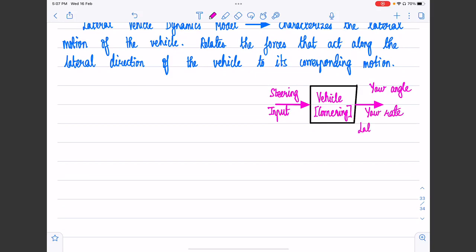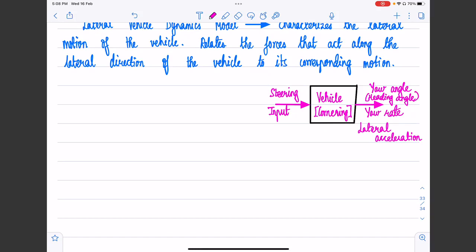And of course, one may also be interested in lateral acceleration. Lateral acceleration is the acceleration of the vehicle along the lateral direction, as the name indicates. So these are the various output variables one may be interested in. Yaw angle is also called heading angle or orientation angle by some. So this is also called heading angle.